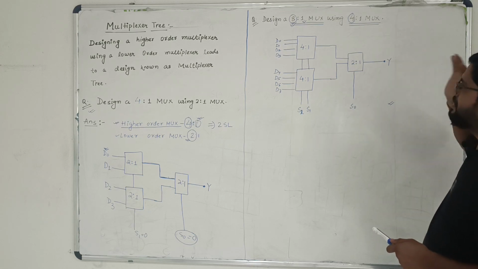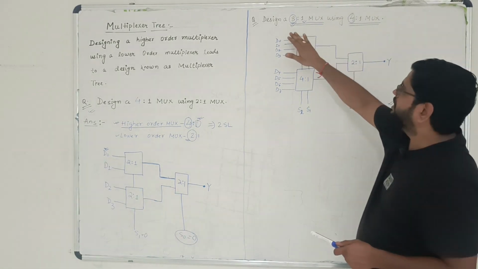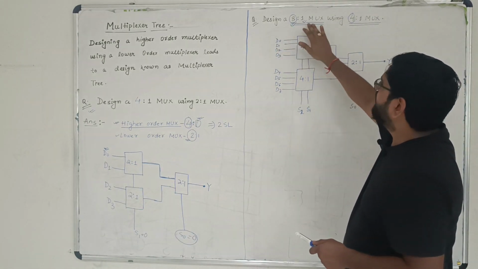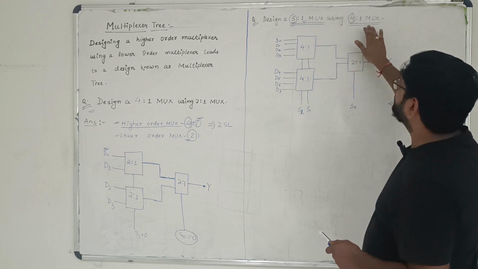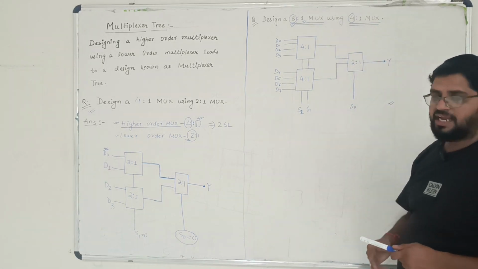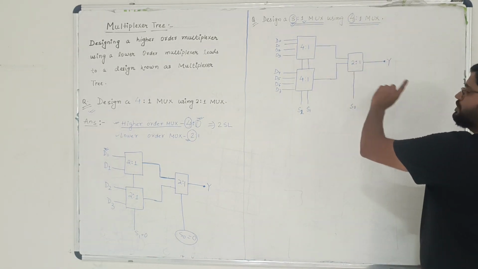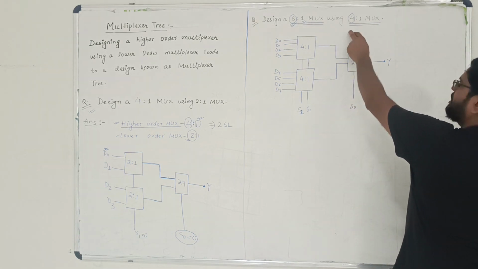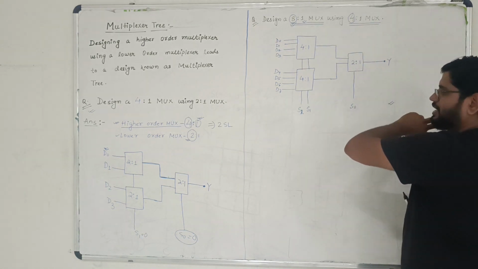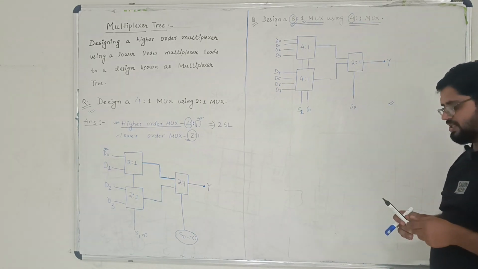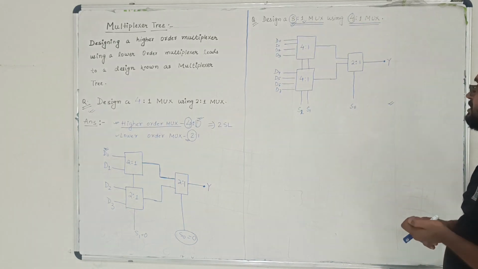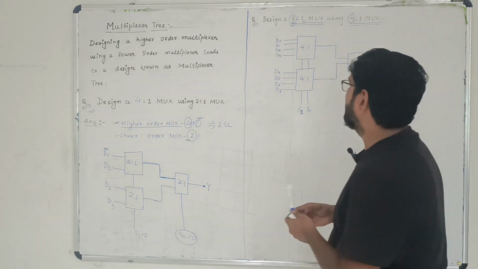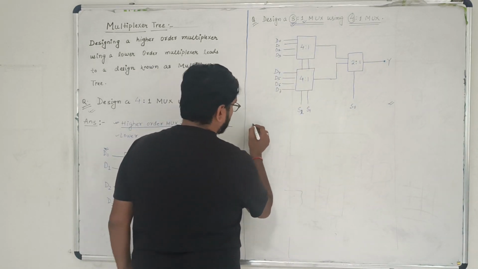Now sometimes it might be possible that you will be getting a question that design of 8:1 MUX using 4:1 MUX only. I mean to say, here I have used 2:1, but I have to use only 4:1. We cannot use 2:1. Then in that case, what needs to be done? You can answer me, or you can tell me what needs to be done. Anyone of you can tell me in the comment box.